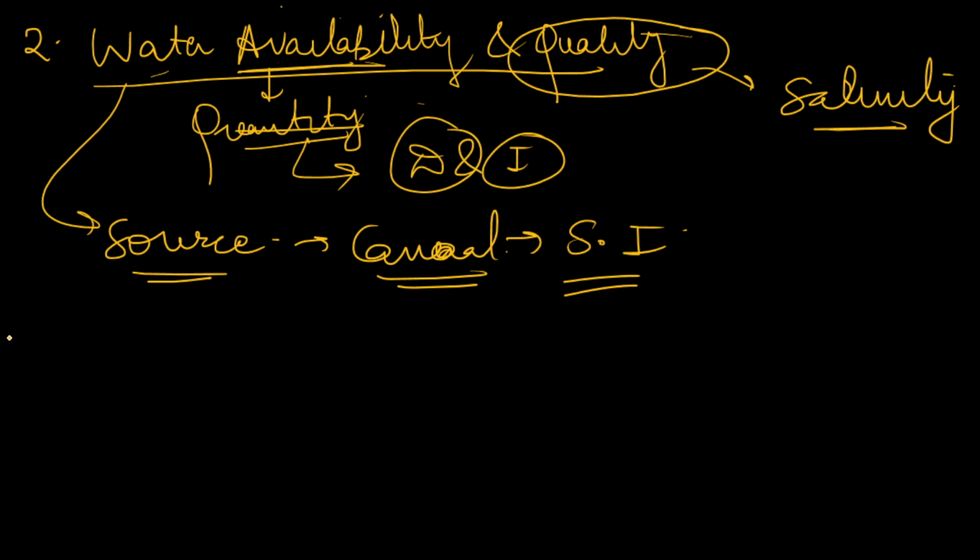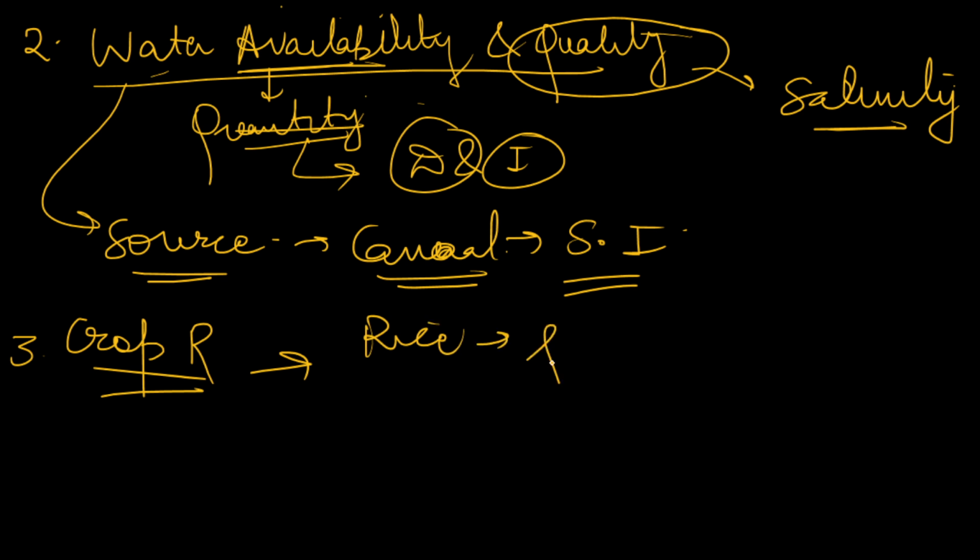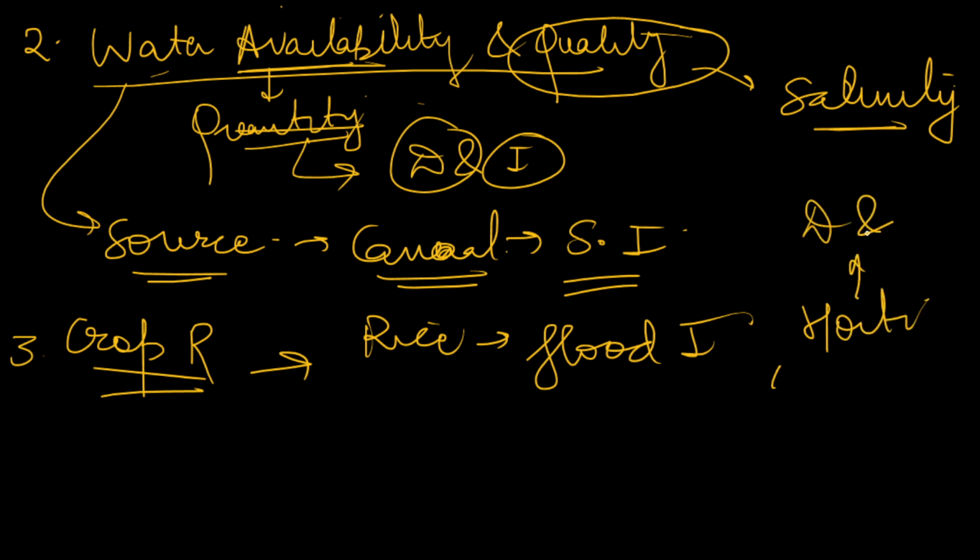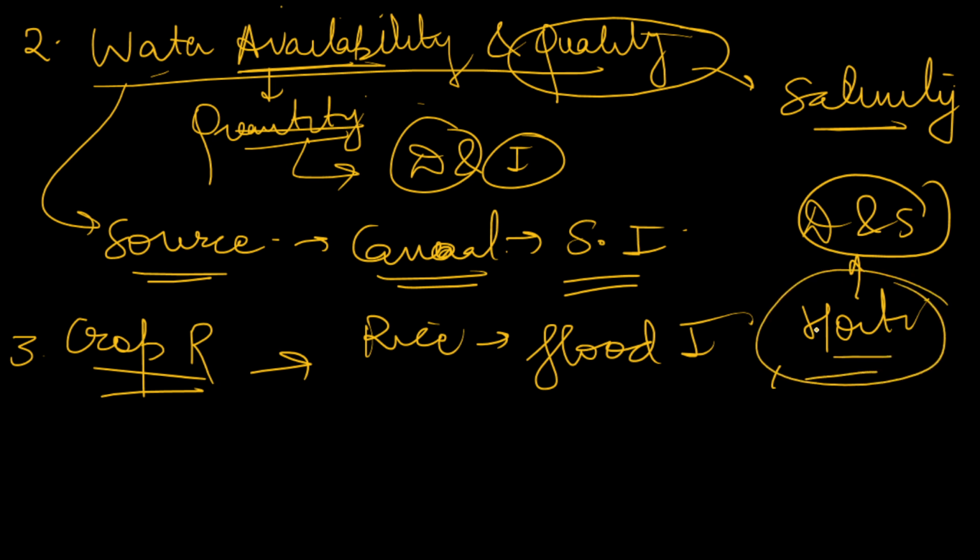Next, obviously, crop requirement, because crops such as rice need standing water. So rice favors flood irrigation. Other crops, such as millets or horticultural crops, for example, horticultural crops favor drip and sprinkler irrigation, because here we can minimize our water wastage. But in rice, doing drip and sprinkler irrigation is kind of impossible, because it requires a lot of water.